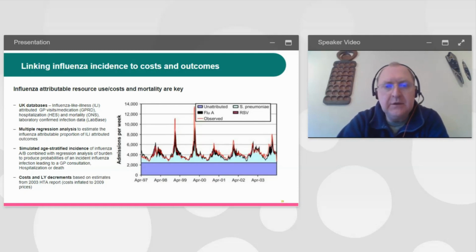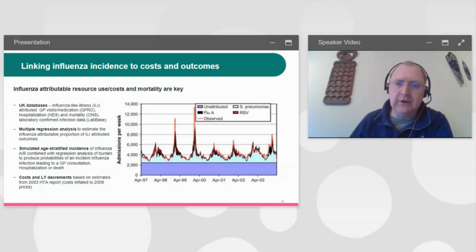We used the temporal dynamics in those laboratory confirmed cases to attribute the proportion of the observed ILI to each of these contributing pathogens. In so doing, we're able to estimate the proportion of these cases over time that was attributable to flu, providing us with a temporal pattern of flu, be it admissions or GP consultations or mortality over time. Those outcomes we could attach costs and life year decrements to, giving us a quality and cost based measure of health.